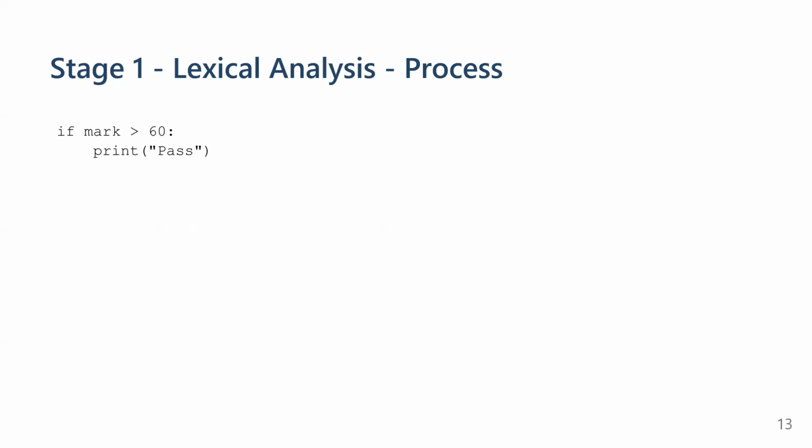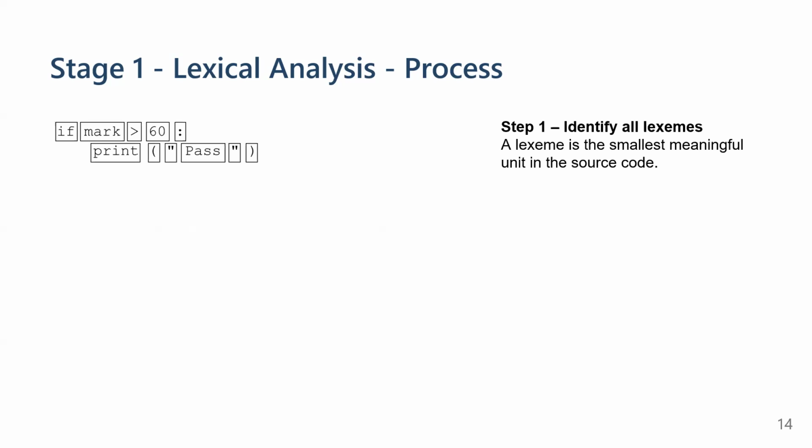So in this process, when you're given Python code as your source code, what you first do is lexical analysis, which first identifies all lexemes, which is also why we call this lexical analysis, right? Lexical analysis is about working with lexemes. But what is a lexeme? A lexeme is the smallest meaningful unit in your source code.